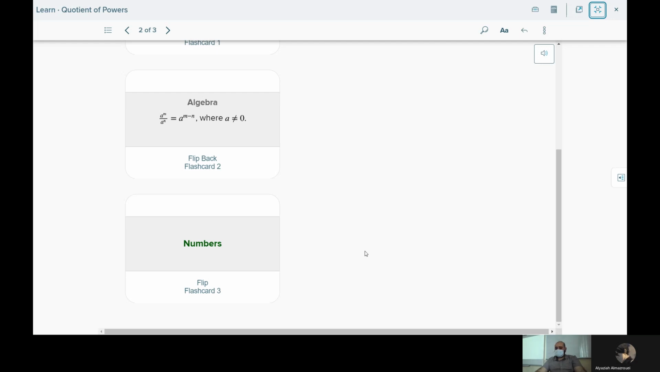But here we have an example. Suppose we have 3 exponent 7 divided by 3 exponent 3. As you see, we have the same base here, up 3 and down 3. So the rule said write the same base, then subtract the exponents. 7 minus 3 will be 4. So the answer will be 3 exponent 4. Who has any question here? Clear?